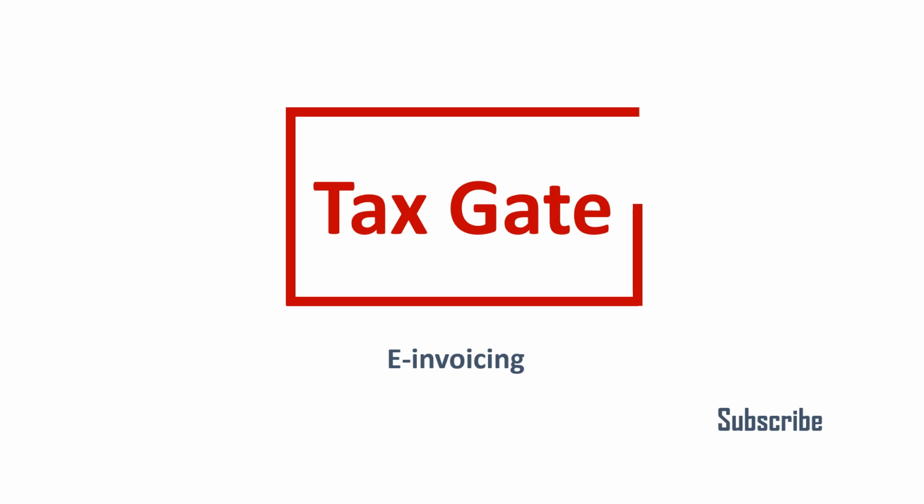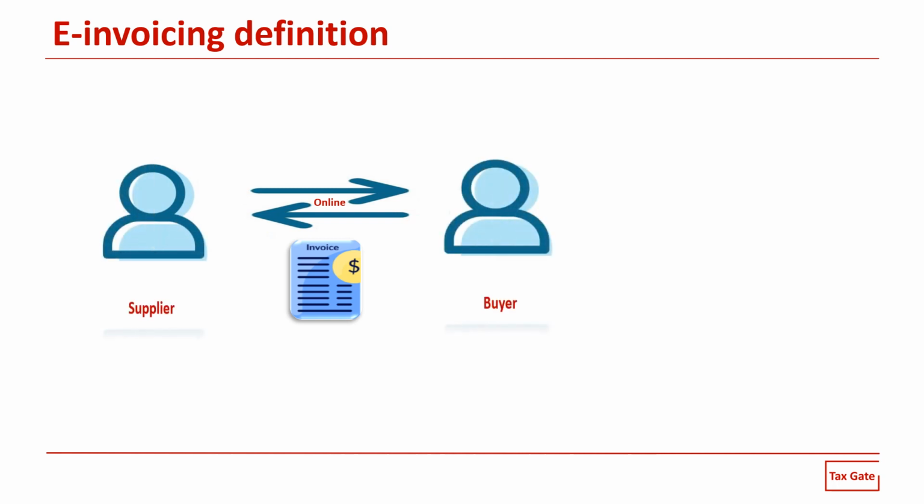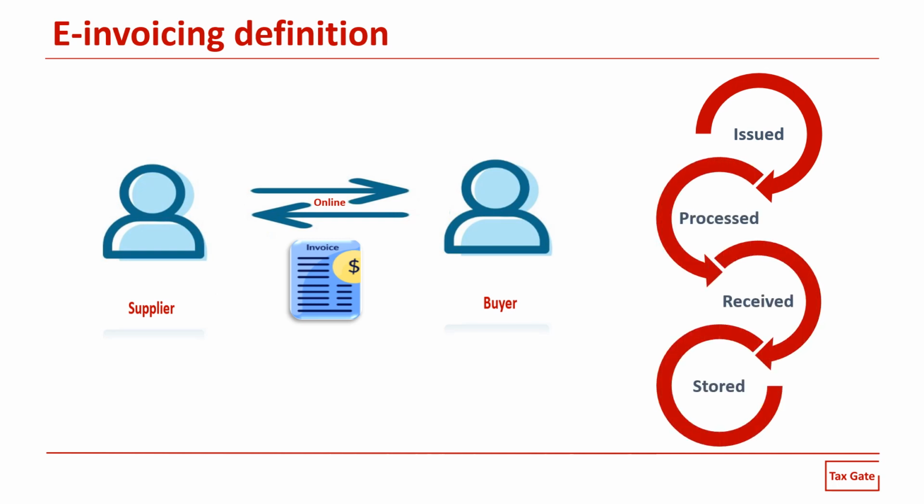Let's start with the e-invoicing definition. Well, electronic invoicing or e-invoicing is the electronic exchange of invoice data between the supplier and the buyer in a structured or standardized format. So, the invoice is issued, processed, received, and stored electronically using a structured document where the entire cycle is completed online, so it is a digitalized approach to the entire invoicing process.